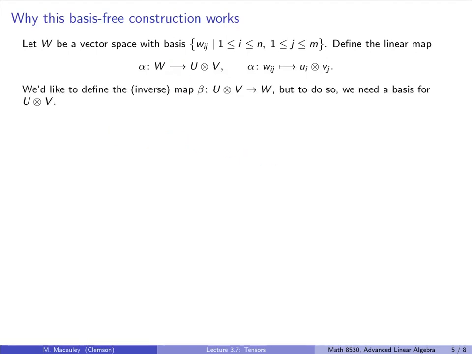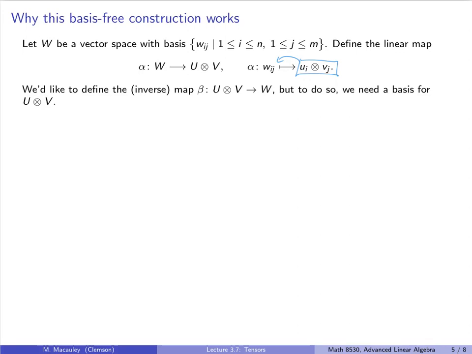So how can we define such an inverse map from U tensor V to W? To do that, we would need a basis for U tensor V. What it's going to end up being is literally sending Ui tensor Vj back, but we don't know that this is a linearly independent set from our abstract definition. And we cannot just arbitrarily define a map on a set of vectors and extend linearly if we don't know that set of vectors is linearly independent.